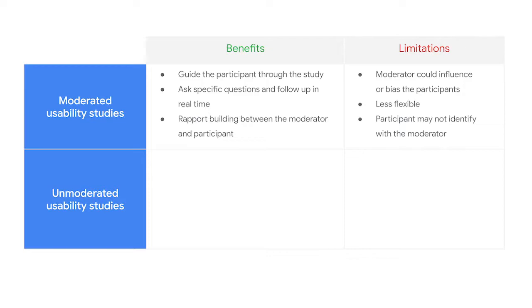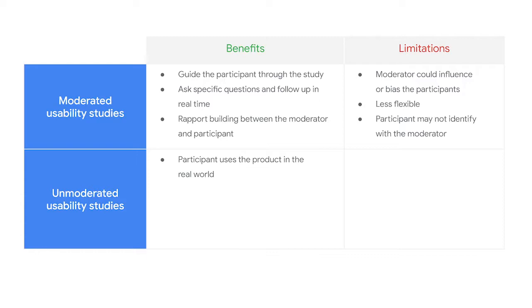First, it's easier to see how a participant uses the product in the real world. In unmoderated usability studies, you give the participant a list of tasks to complete on their own. This helps you see how the participant would experience your product without a moderator guiding each step.